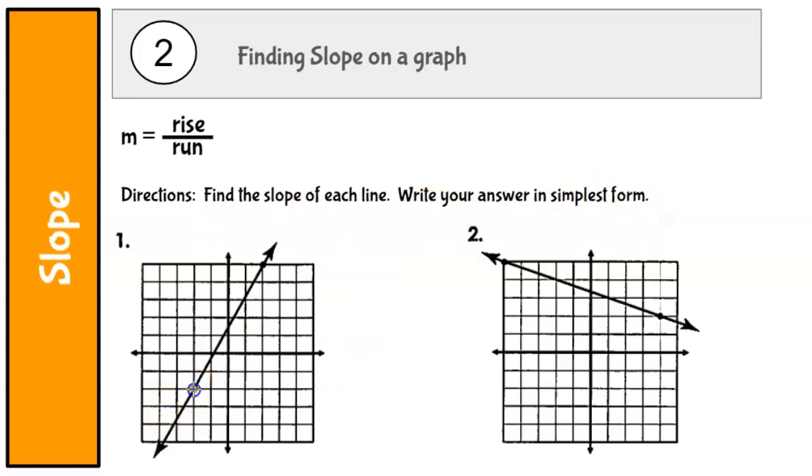So there are already 2 points marked here, and we'll talk a little bit about how to pick good points, but we're just going to pick those 2 points. They're already marked, and we're going to find the run first. So we're going to count the blocks 1, 2, 3, 4 until we're directly underneath this dot here. So the run is 4, and that goes on the bottom.